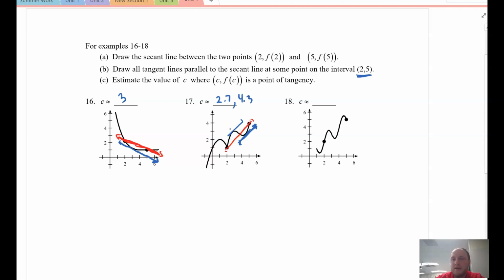And then we have, last but not least, 18. If I connect these, I have a tangent line here, a tangent line here, and a tangent line here. Those c values are approximately 2.5, 3.5, and 4.5. Those values have to be in the interval. Hopefully drawing those lines can help you construct what we're going to talk about.